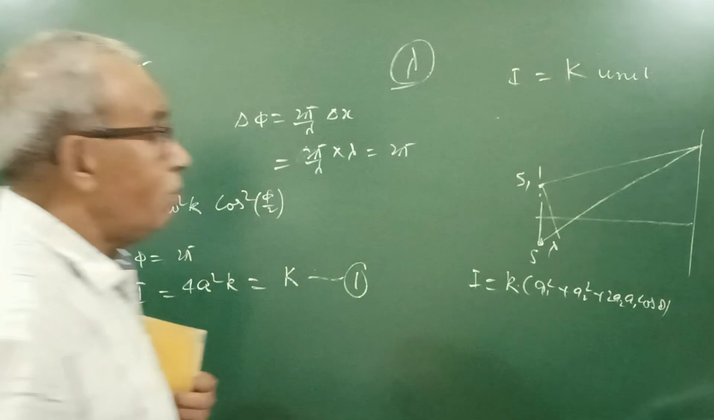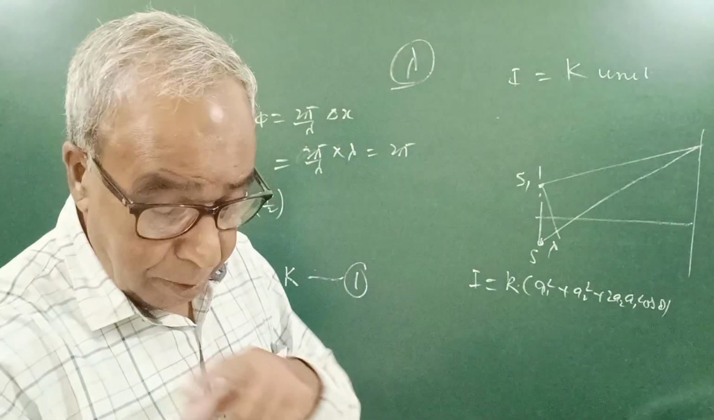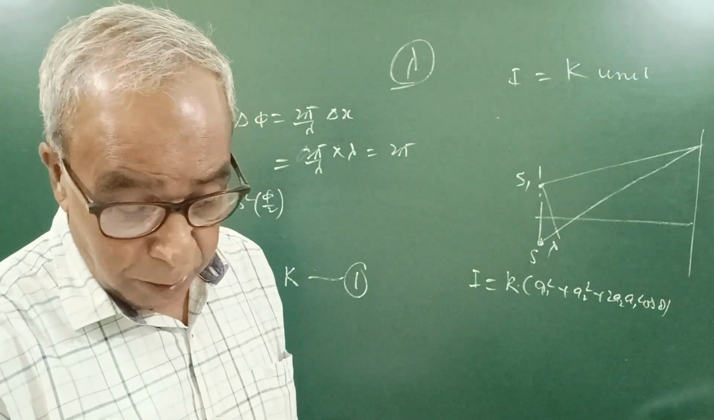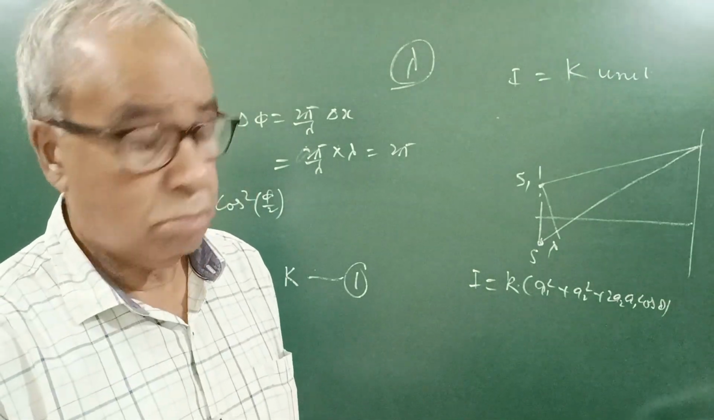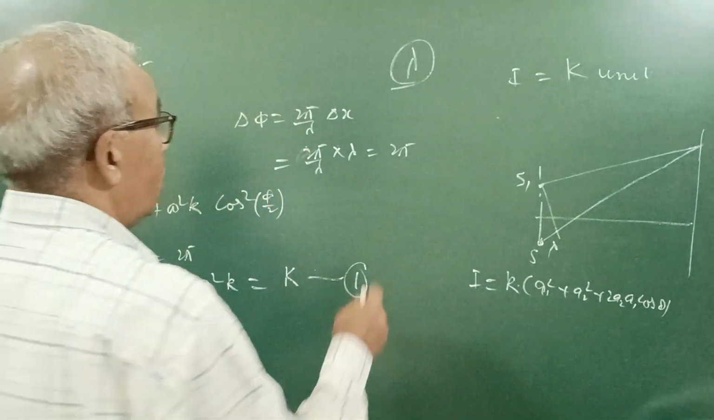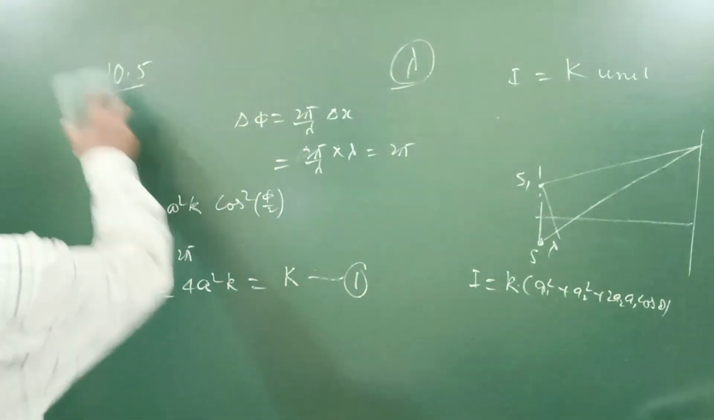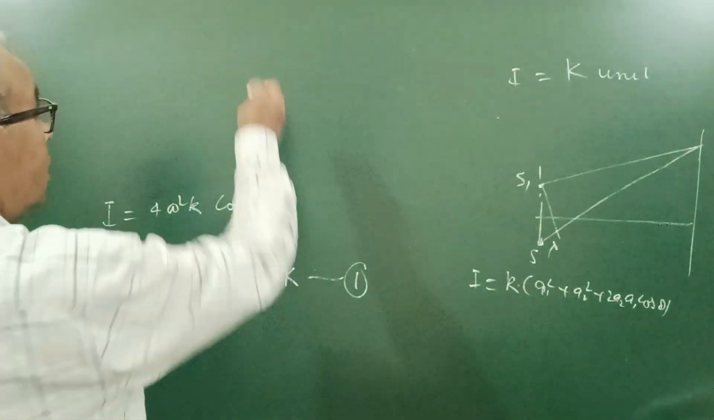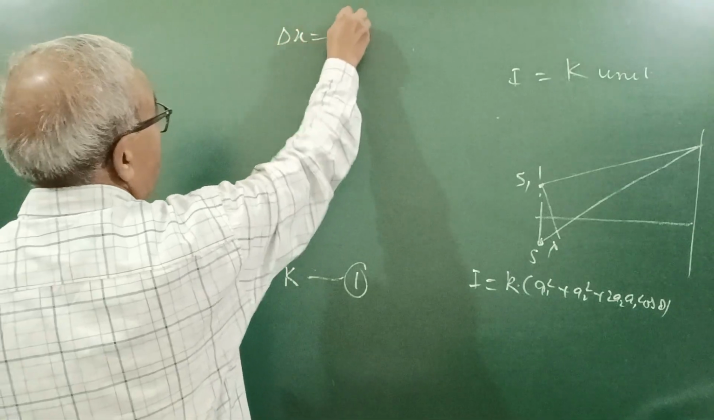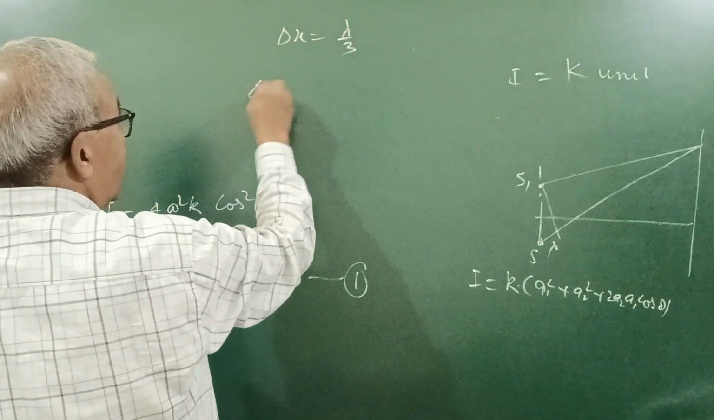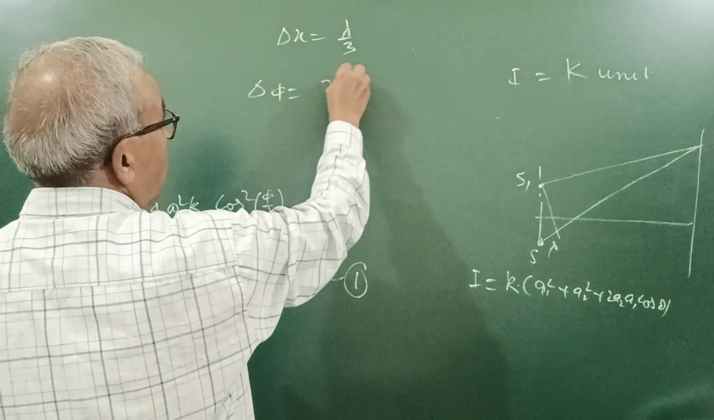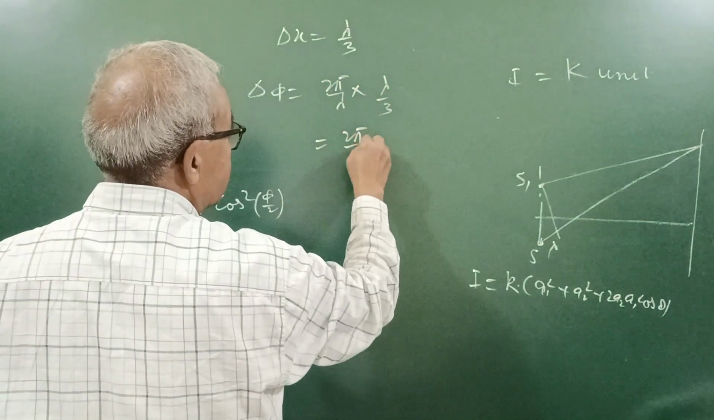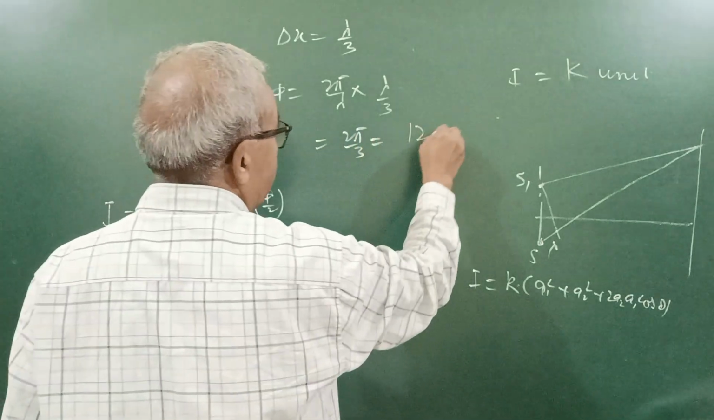Now the question further asks: what is the intensity of light at a point where the path difference is lambda by 3? What is the intensity in terms of K, where the path difference is delta x equal to lambda by 3? So delta phi there will be 2 pi upon lambda into lambda by 3, which means 2 pi by 3. It means 120 degrees.